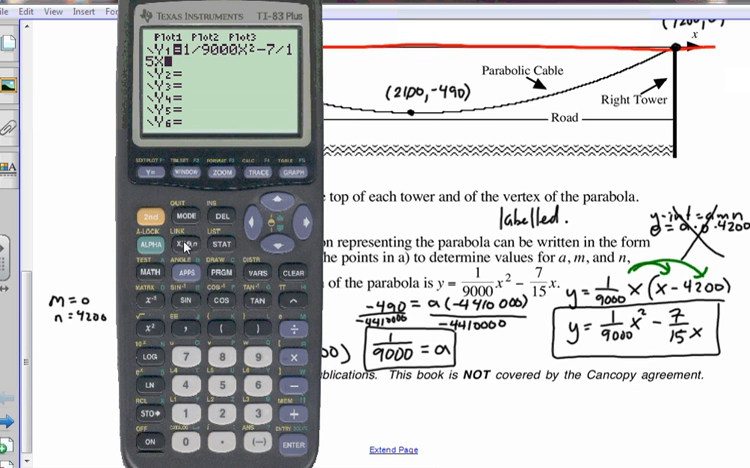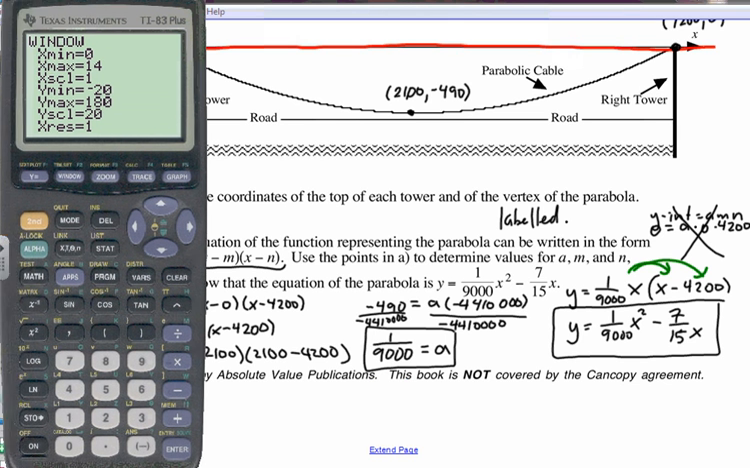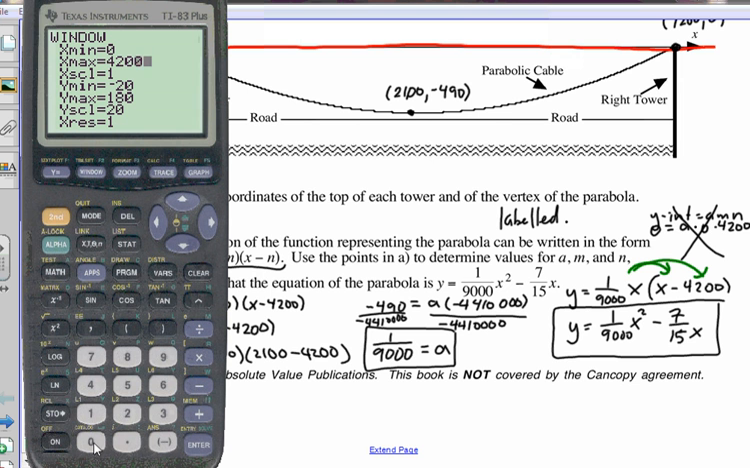7 over 15x. Okay, windows. Looking at this graph, we should be going from 0 to 4,200 because our x-intercept was 4,200. If the scale is 1, then you have 4,200 ticks. Let's do 100, at least 100. That gives us 42 of them. Or even 200, because that'll give you 21 ticks, and there's usually 20 on yours.